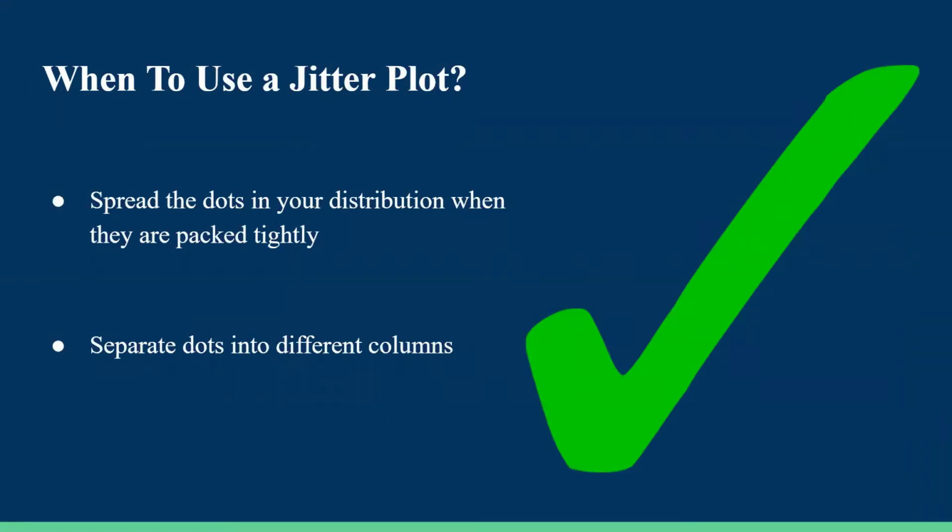Jitter plots should be used when you want to spread the dots in your distribution when they are tightly packed, for it'll make your data easier to read. This jitter technique also allows you to separate marks into different columns.